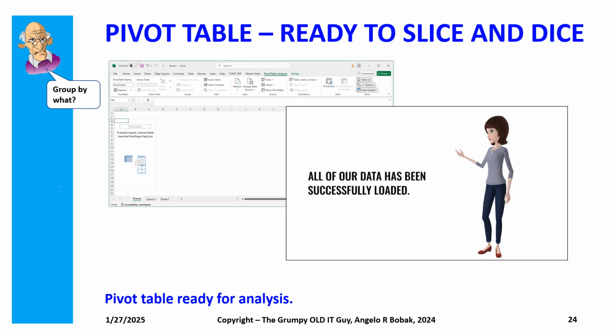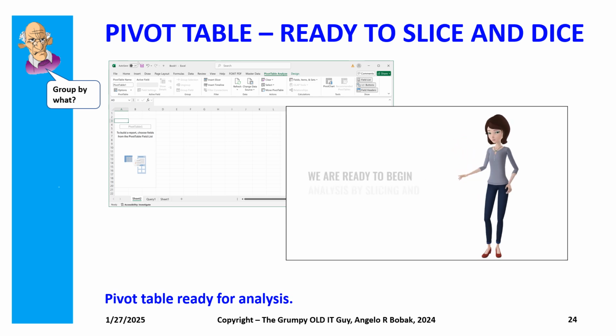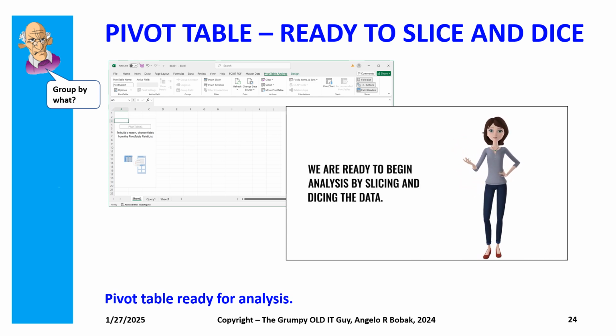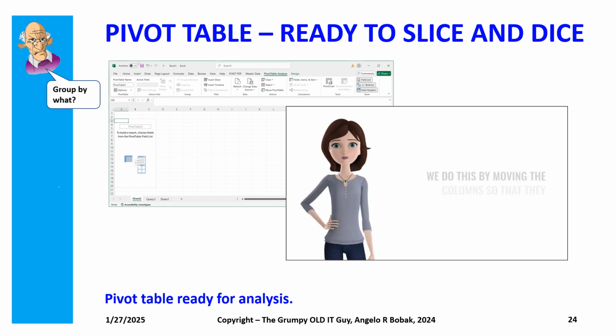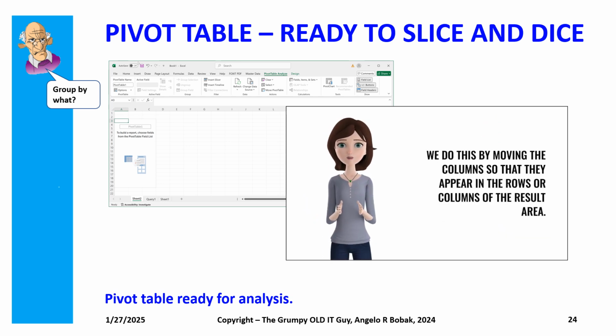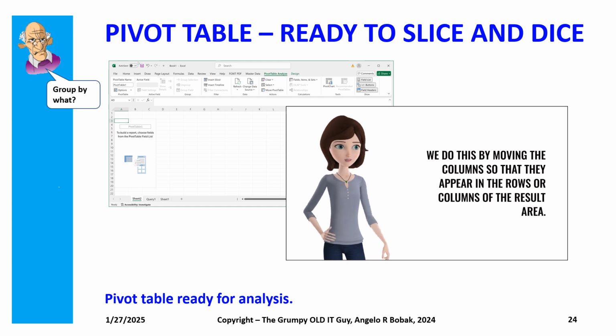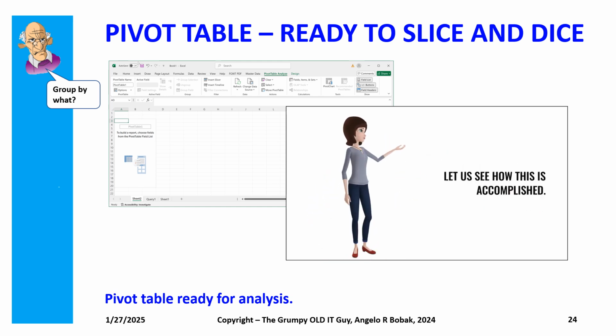All of our data has been successfully loaded. We are ready to begin analysis by slicing and dicing the data. We do this by moving the columns so that they appear in the rows or columns of the result area. Let us see how this is accomplished.